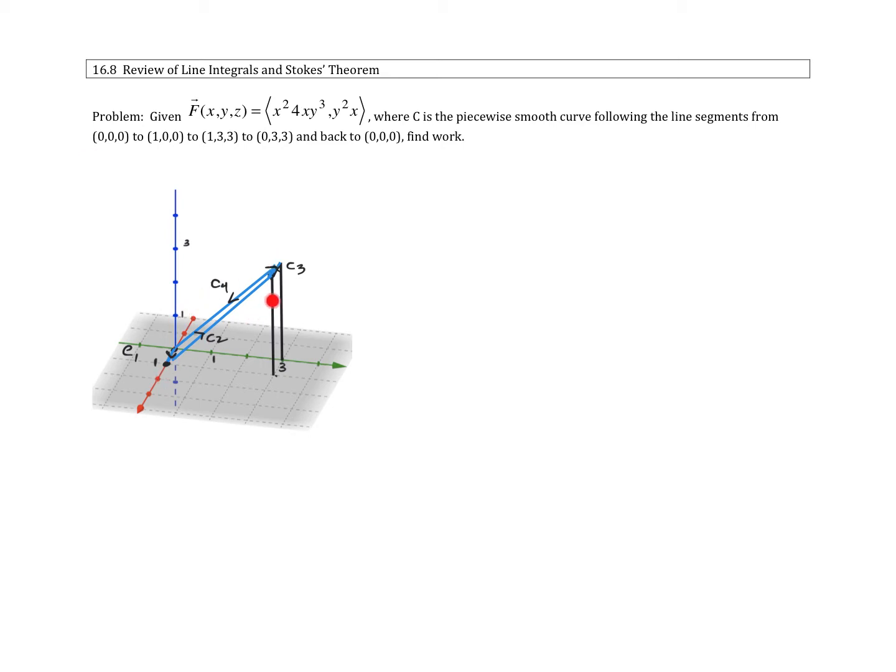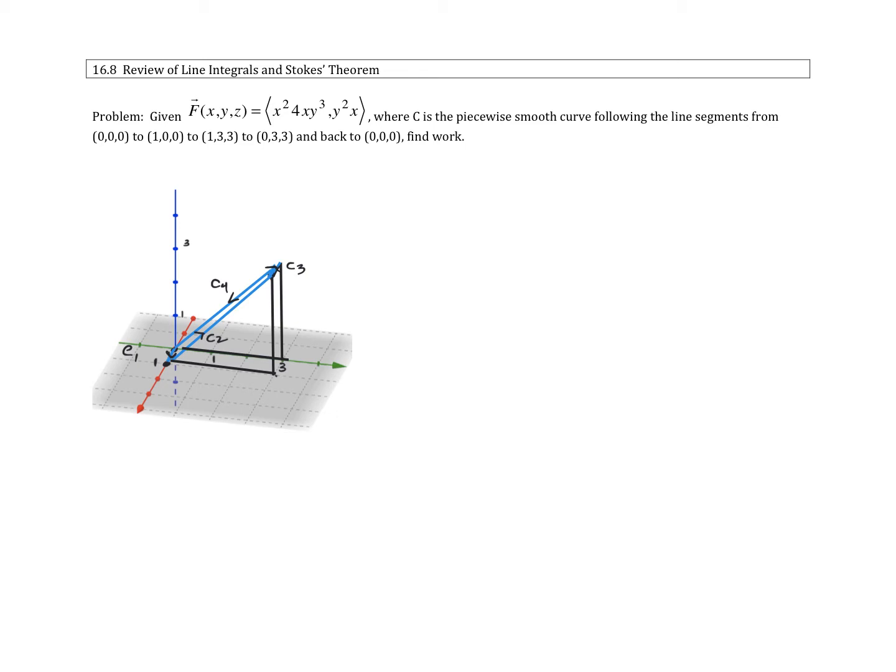So piecewise smooth curve. These are just to measure 3 units up. Okay, just to give me a little depth perception there. In fact, I could even sort of put in something here just to give it a little more depth perception. Okay, so how are we going to do this problem? What options do we have?